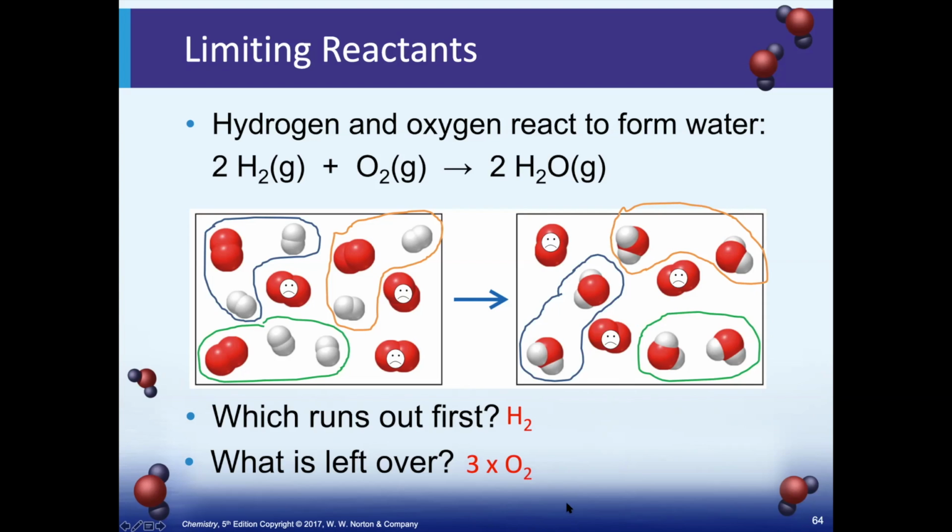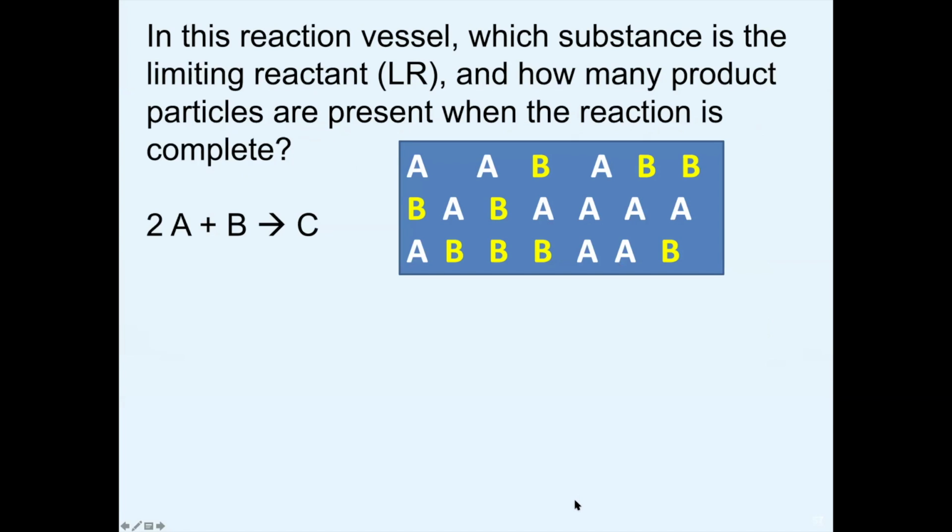And then in a minute, we're going to learn how to do it without pictures. But in the interest of time, I don't think I'm going to do this as a small group activity because I don't want to take up too much time. This was originally going to be a small group activity, but I'll just do it as an example. So in this reaction vessel, which substance is the limiting reactant and how many product particles are present when the reaction is complete?